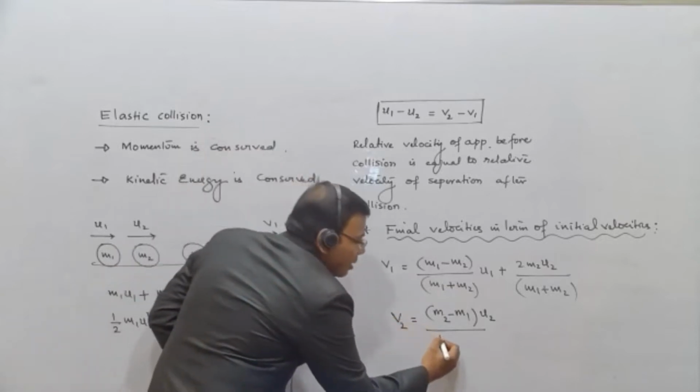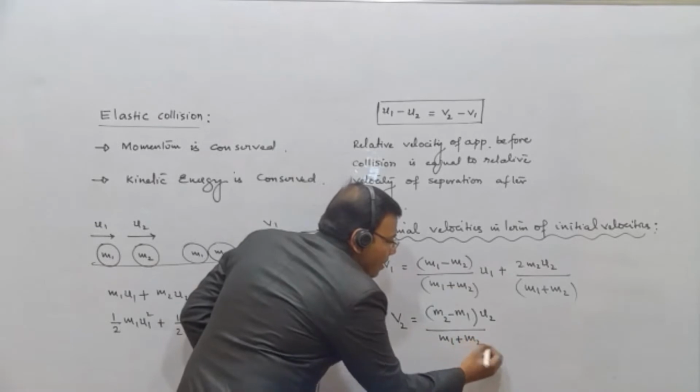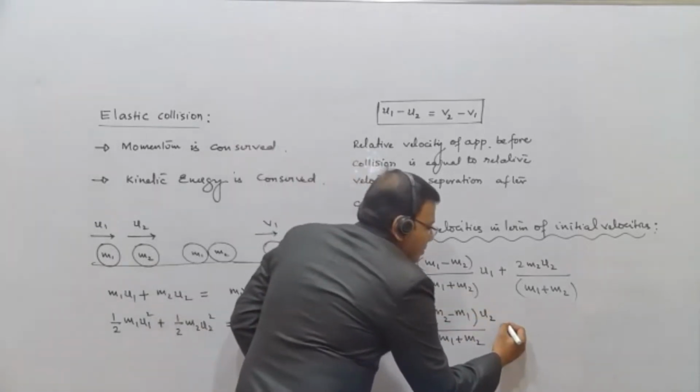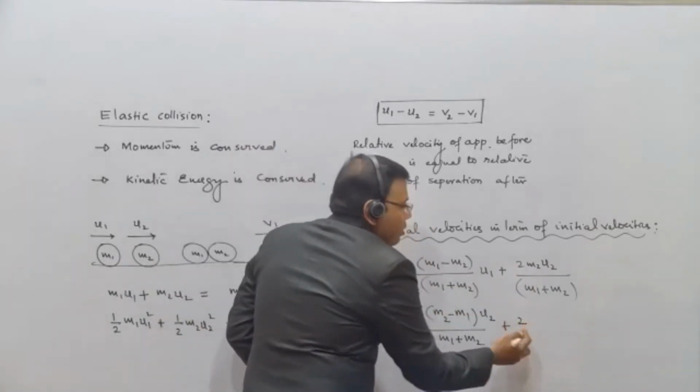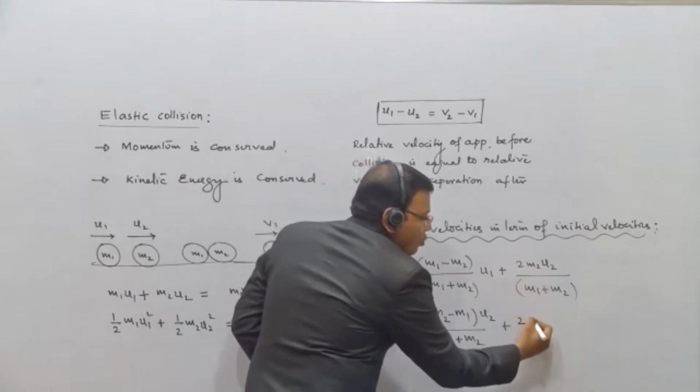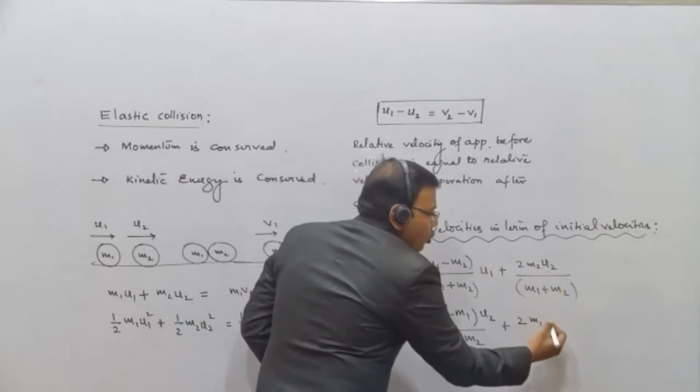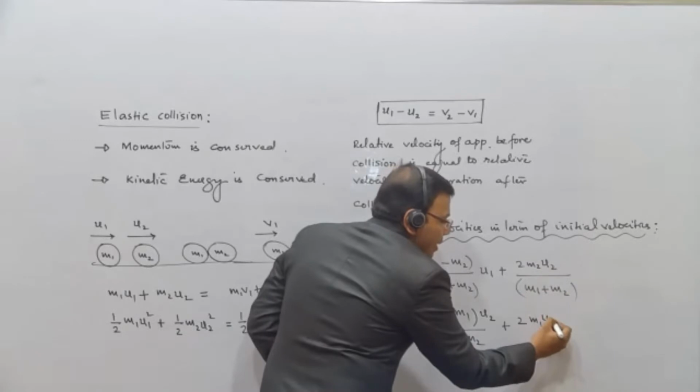So here we will write m1 plus m2, plus 2 as it is. What is this, m2? 2 is there, so we write m1. u2 is there, in place of 2 we will write 1.